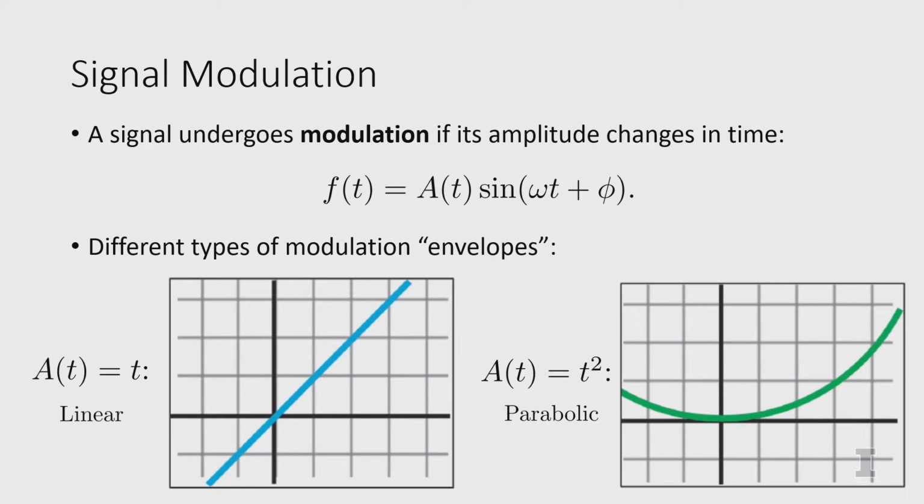And so what modulation means is that you allow the amplitude to also be a time-dependent function. Okay? What this does is you can take your sine wave and contain it in what's known as an envelope. So here, if a of t was a linear envelope, a of t would be t, so this would be a line there, or you could have a parabola, t squared.